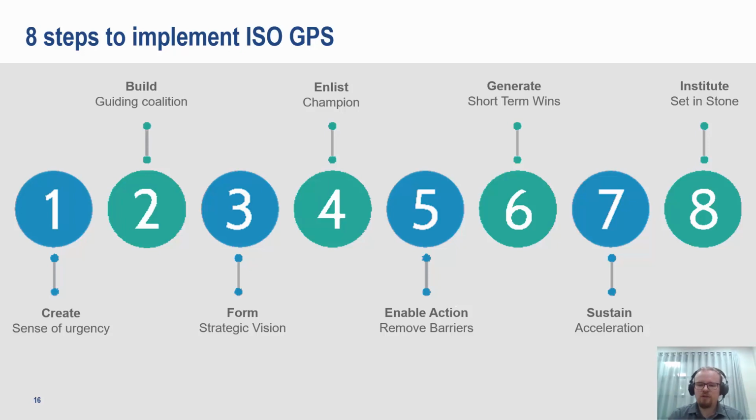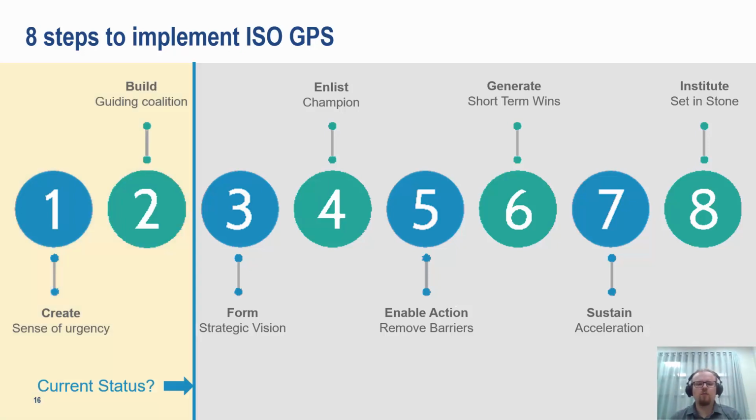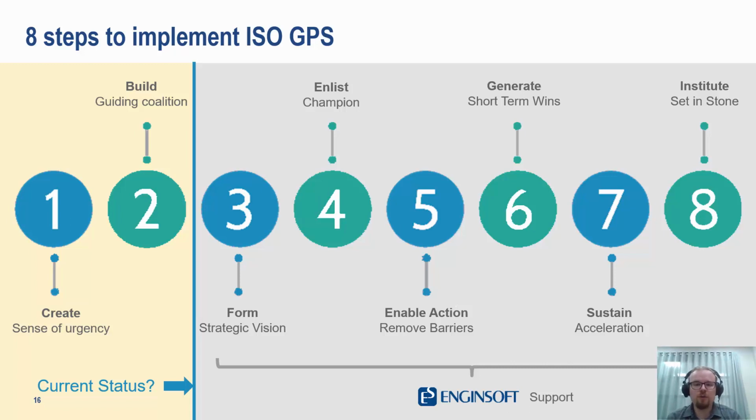So my first thought on this is there are a number of steps here to implement and institute ISO GPS in your design standard and in your organization. Perhaps this webinar is step one in creating a sense of urgency, and you might look to go on to form a vision for that, enlist your SME, generate some wins with it, and start instituting that in your organization. So perhaps you're at step one. Perhaps you're a little bit further along this timeline. Regardless, do get in touch if we can support you in any way on this journey.